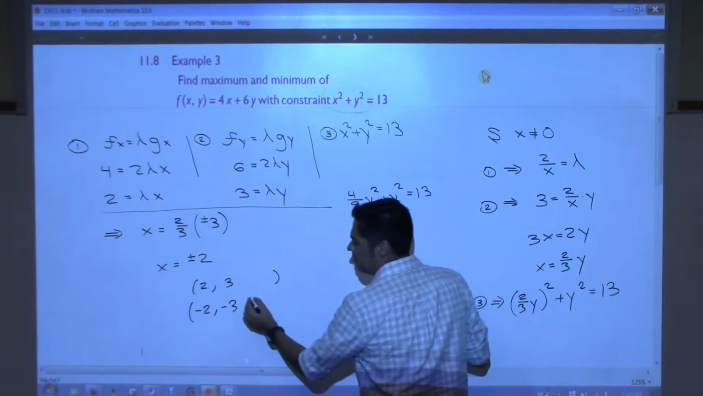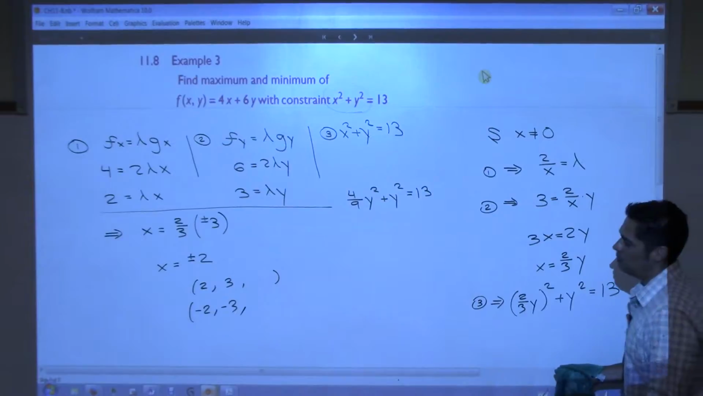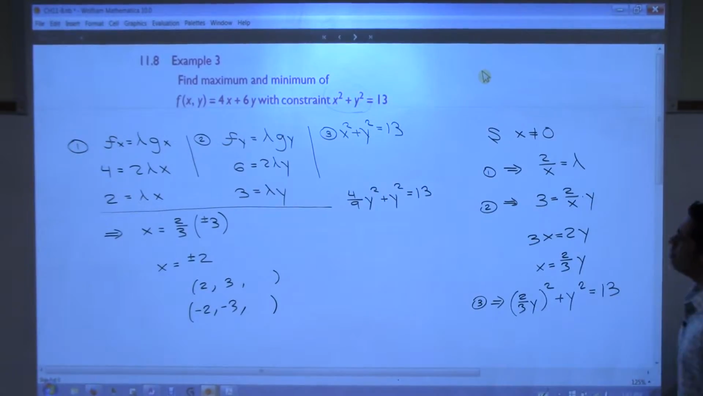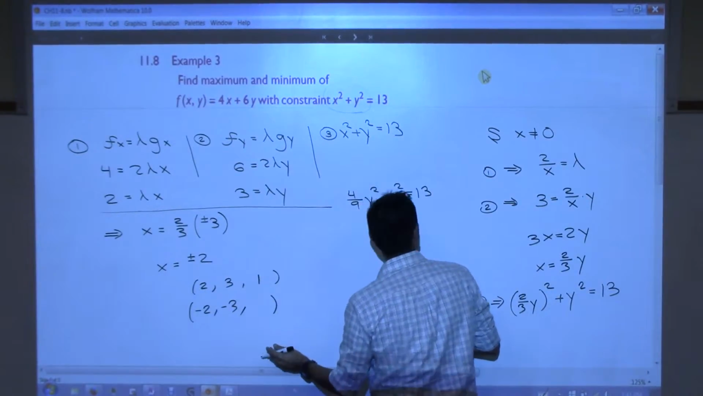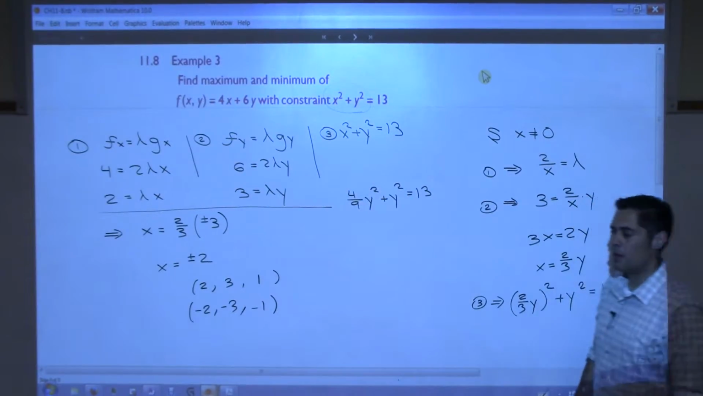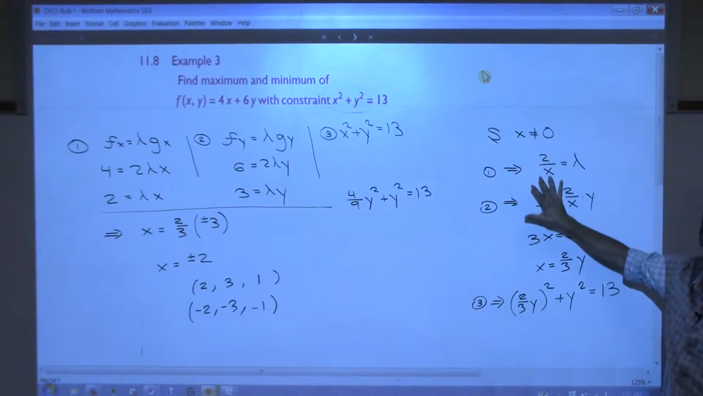All right, what am I still missing here that I haven't got? The lambdas, right? So let's see if we can get a lambda. Did we ever solve for a lambda? Oh, yeah, we did, right there. There it is. Okay, so if lambda is 2 over x, in this case, it would be 2 over 2, which means lambda is 1. And then same thing for this one, it would be -1, wouldn't it? Okay, we're done with that. That's what happens if x is not 0.